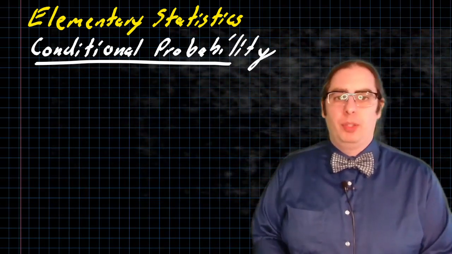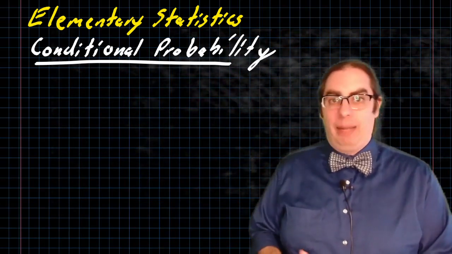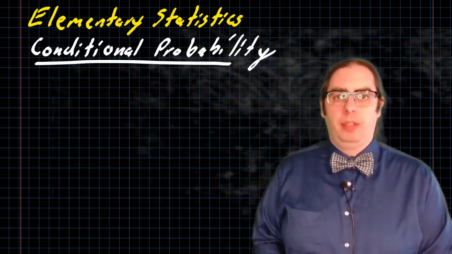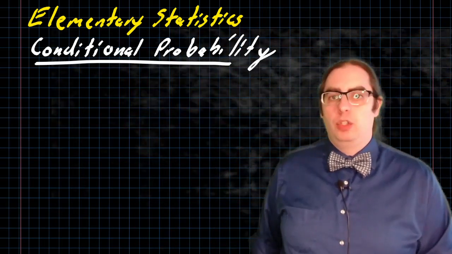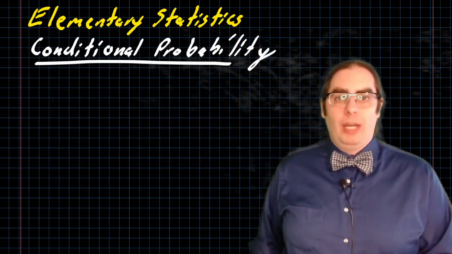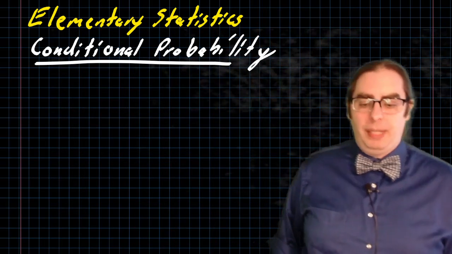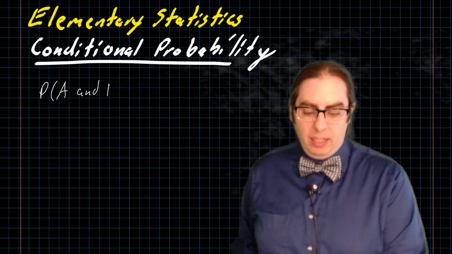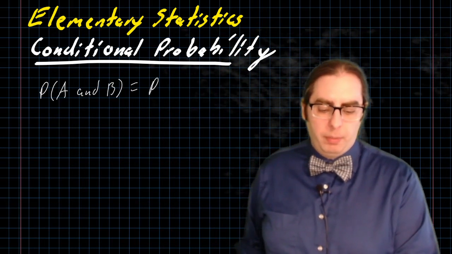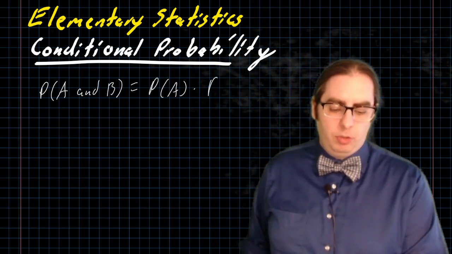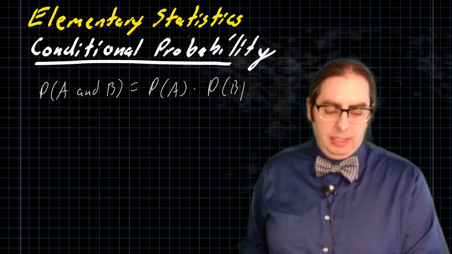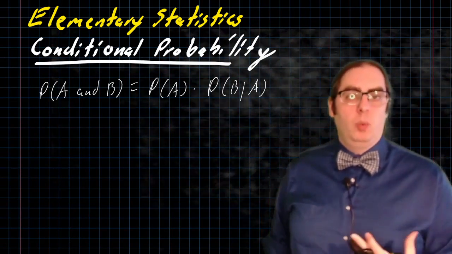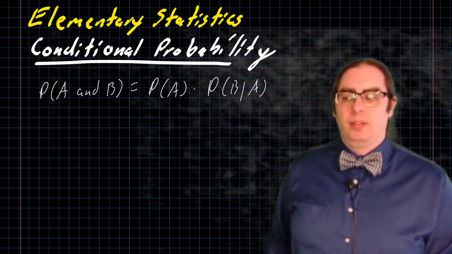In this video, I'm going to wrap up our discussion of abstract probability with the ideas of conditional probability. We've seen conditional probability already. When you have two events which are not independent, the probability of A and B is equal to the probability of A times the probability of B given A. Right? That's our product rule for two events which are not independent.